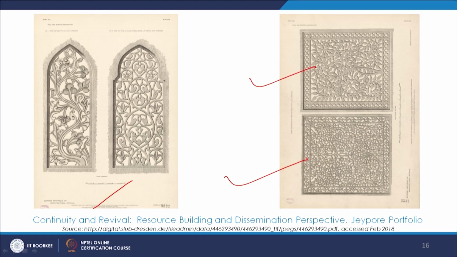The Jaipur portfolio is available in different libraries, also online, and there are different parts to it. If you are particularly interested, I would suggest you see the details and also try to understand through drawings the making of these elements and the ornamentation part.